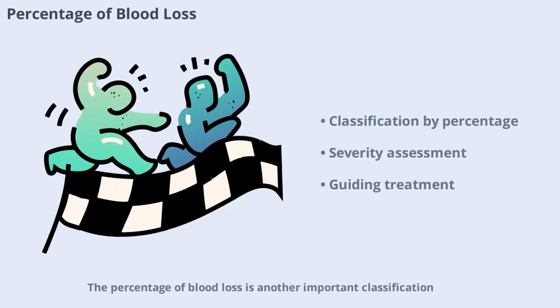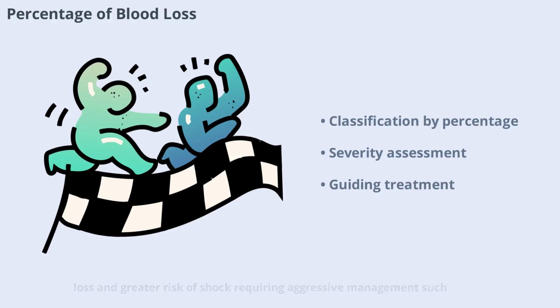Class I hemorrhage involves up to 15% blood loss, Class II is between 15–30%, Class III ranges from 30–40%, and Class IV is more than 40%. These classes help clinicians assess the severity of hemorrhage and guide treatment decisions.